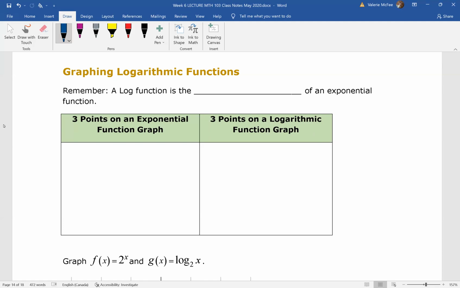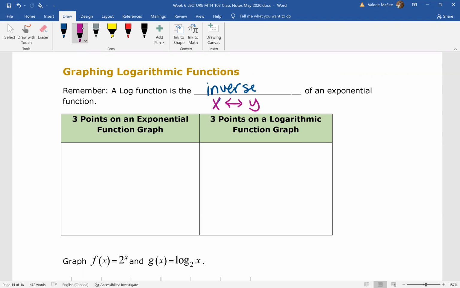Now, even though we haven't started talking about logarithms yet, I think this is a good time to look at graphing log functions, because remember what I said at the very first lecture this week. Log functions are the inverse of an exponential function. Remember what we said about inverse functions. X and Y switch places.